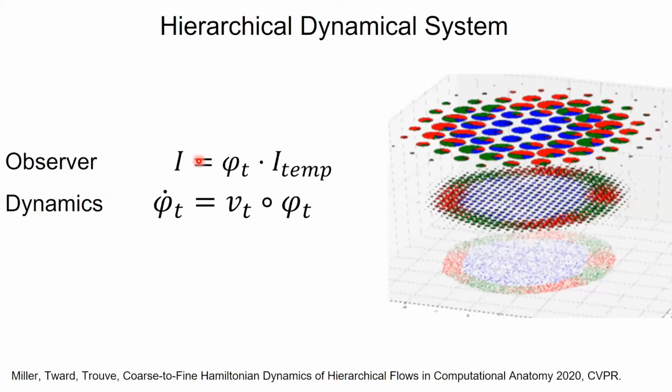So let me turn to the hierarchical dynamical system. On the right is a cartoon. You will see this cartoon throughout the presentation. I'm using it to represent scales. The fine scale is at the bottom, and you can see the particulate nature. The coarse scale is at the top. The basic kinds of equations that we're writing are an observer equation where we have images at every scale, and a dynamics equation where we have a dynamical system at every scale. And we want to really couple them.